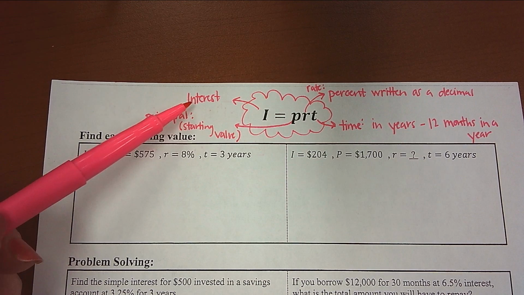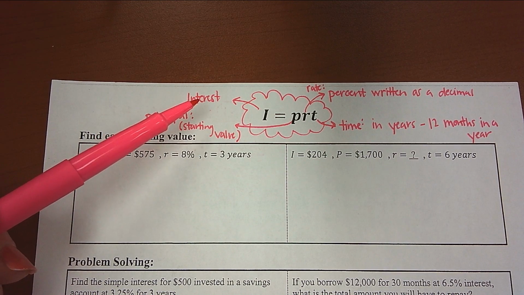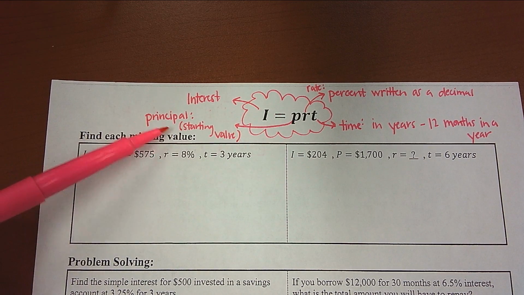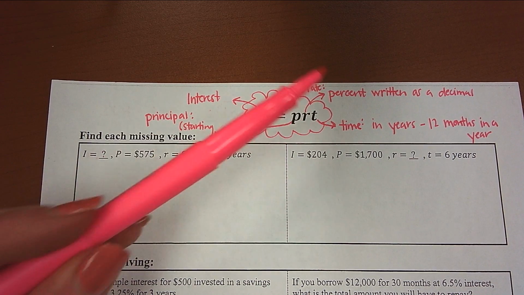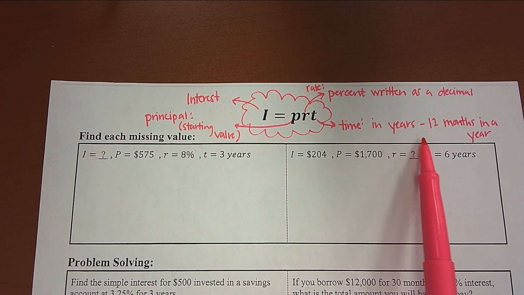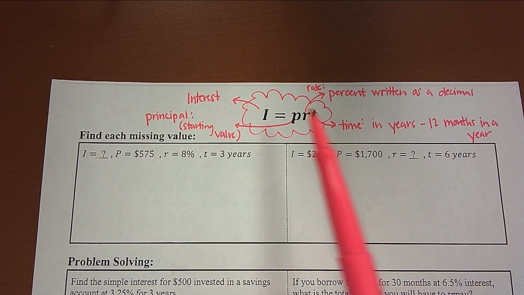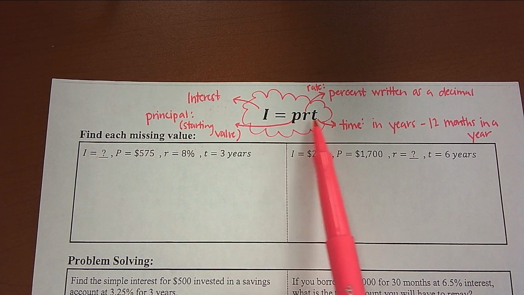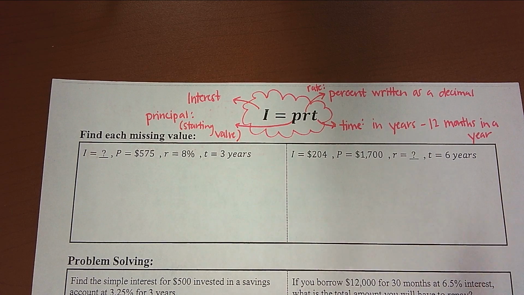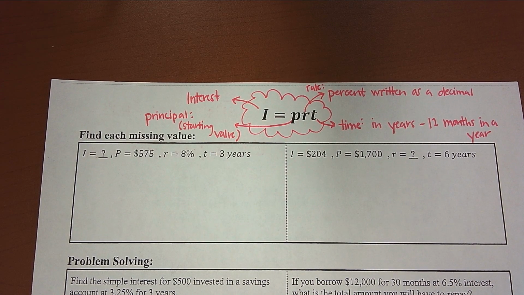So interest is the amount that it costs us to borrow the money. It's the amount the bank or whoever is loaning us money is going to charge us. Principal is that starting amount. Rate is a percent written as a decimal, and T stands for time in years. Remember that there are 12 months in a year. So I equals PRT. That means we're multiplying all three of these things, principal, rate, and time, to get our interest. And that's what we're going to do in the next couple examples in the next couple videos.